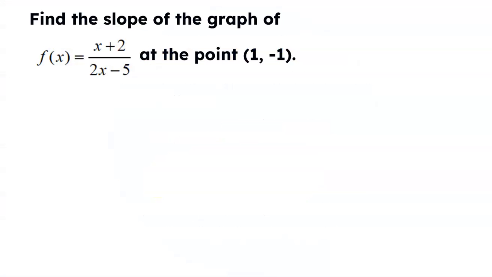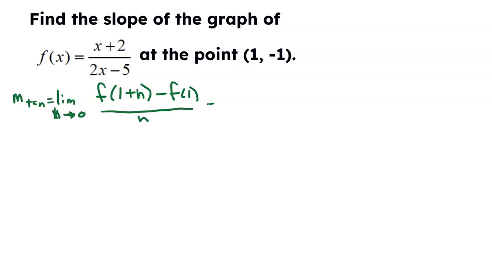Now, this one's going to have a lot of really good algebra, trust me. So we want to find the slope on the graph of (x plus 2) over (2x minus 5) at the point (1, negative 1). All right, so once again, I'm going to find the slope of the tangent line. I'm going to do a limit as h approaches 0. And I'm going to plug 1 in for a, so that's f of 1 plus h minus f of 1, all divided by h. Now I'm going to actually go ahead and plug in 1 plus h into my function.